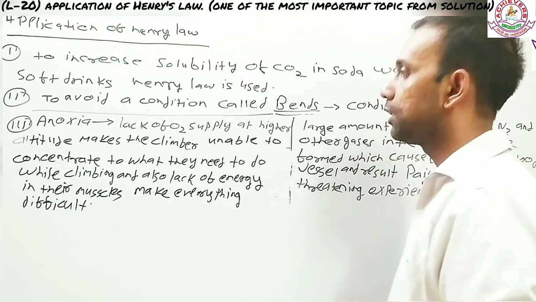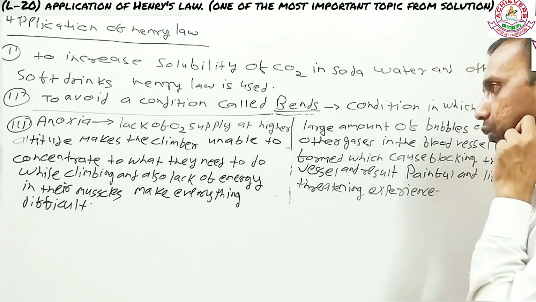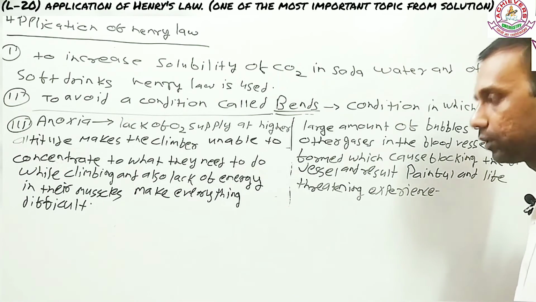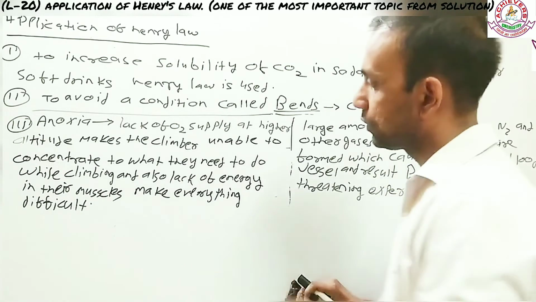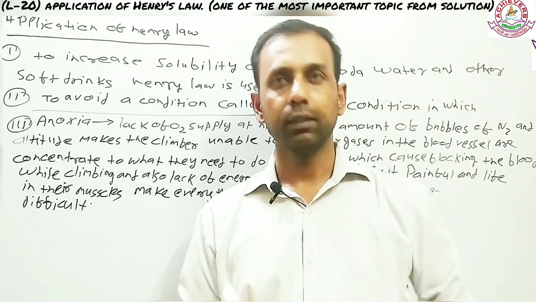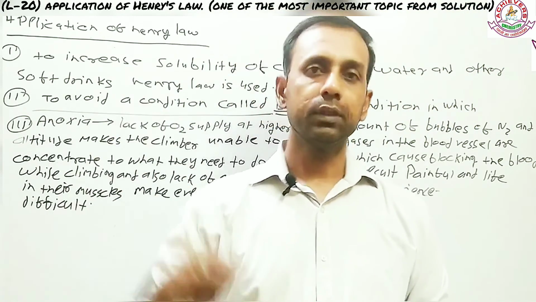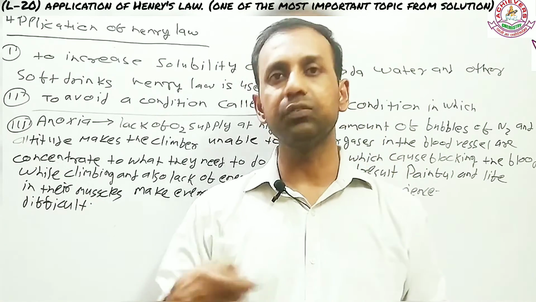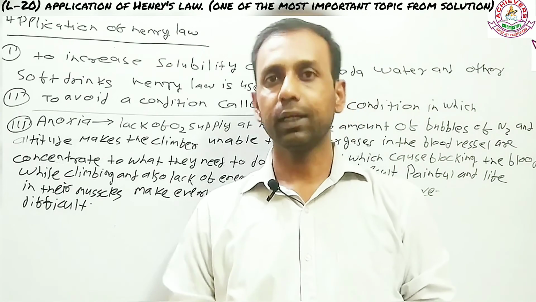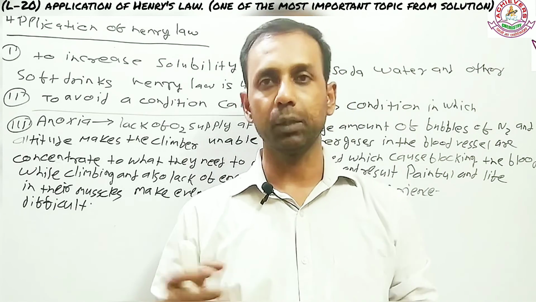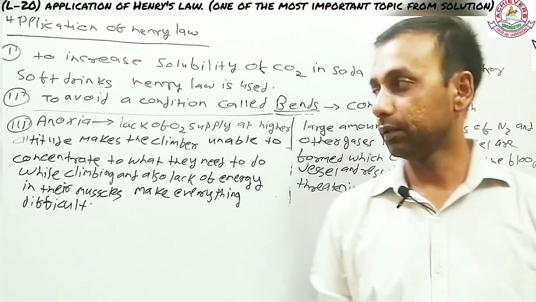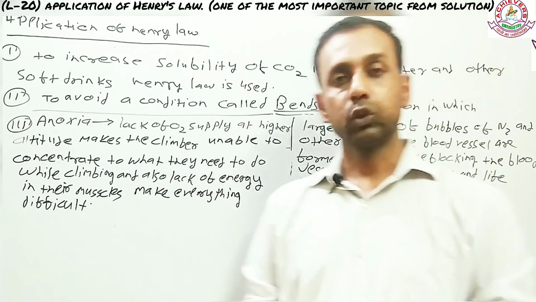So this is another problem which is also related to Henry's law, but this was actually very common before Henry's law was brought to light. What anoxia is: when climbers try to climb a mountain, as they go up and up and up, you do know that atmospheric oxygen is very, very low at higher altitude, and because of the lack of oxygen, the climbers are not able to concentrate properly, they are not able to climb properly, and sometimes they even feel unconscious. They also have chances of falling down. So this problem is called anoxia.